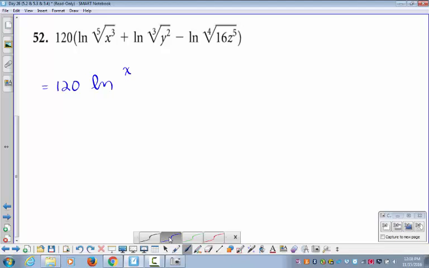Let's write it as x to the 3/5 multiplied by y to the 2/3, and then divided by (16z to the 5th) in parentheses to the 1/4. So we can combine all those quickly, in one fell swoop. And then that 120 is going to become an exponent on all of that.